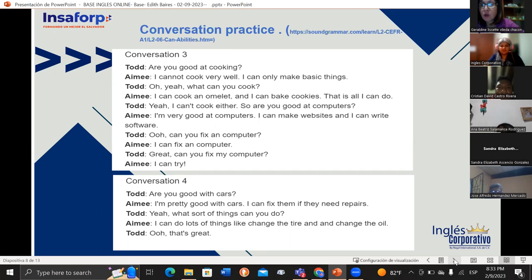I can cook an omelette. And I can bake cookies. That is all I can do. Yeah, I can cook either. So are you good at computers? I'm very good at computers. I can make websites and I can write software. Oh, can you fix a computer? I can fix a computer. Great. Can you fix my computer? I can try.